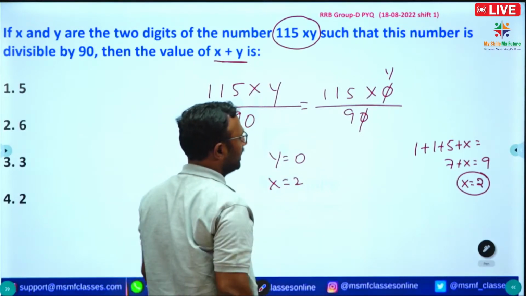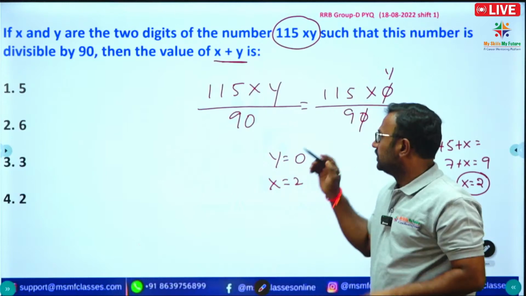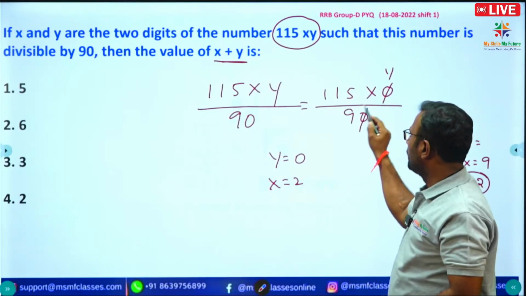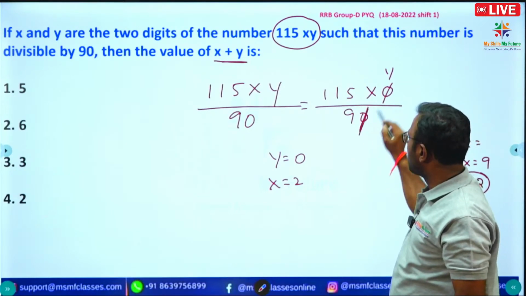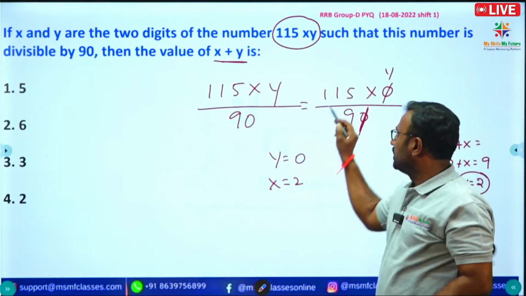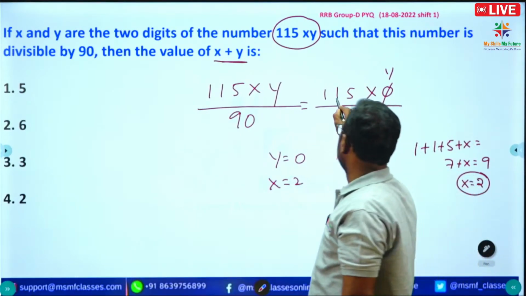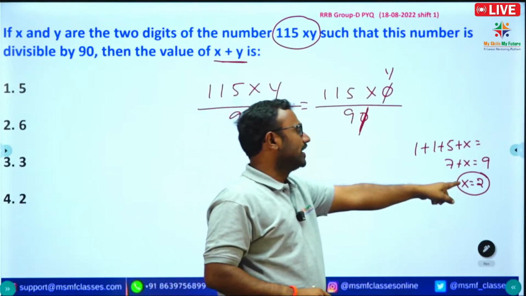So I hope you are getting it. The number must be divisible by 90 means the last digit of the number must be 0, and the remaining number must be divisible by 9. Why? Because the 0s are cancelled. So 115x is divisible by 9 means the sum of digits of the number must be divisible by 9. So 1 plus 5 is 7, and if we add 2, we get 9.